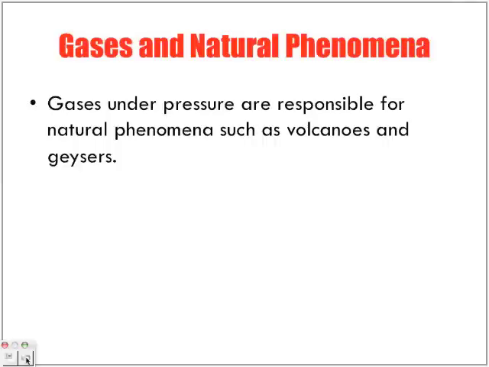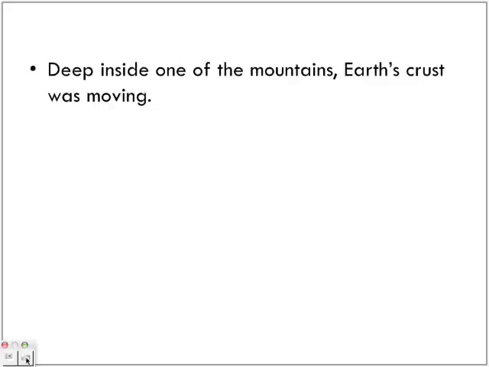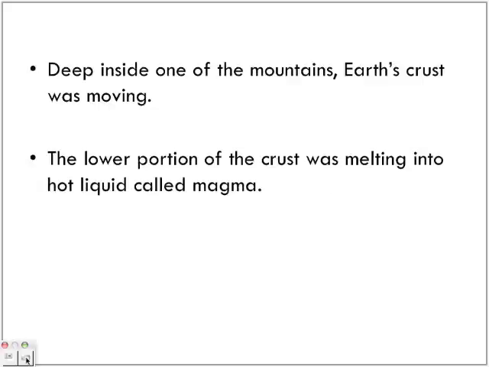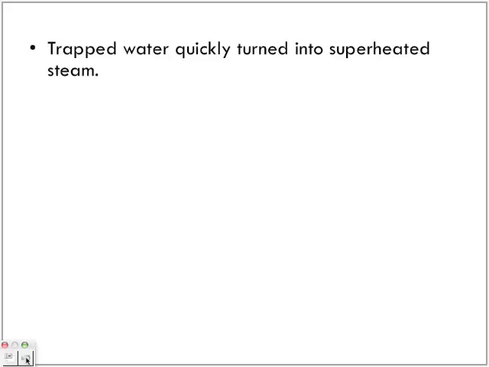Gases and natural phenomena. Gases under pressure are responsible for natural phenomena such as volcanoes and geysers. On March 20th, 1980, residents in the northern part of Washington state were told that the rumble they heard from the mountains was a minor earthquake. Deep inside one of the mountains, Earth's crust was moving. The lower portion of the crust was melting into hot liquid called magma. The magma started rising up through cracks in the crust.